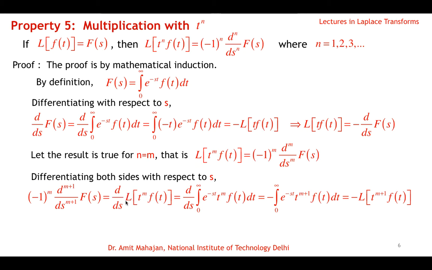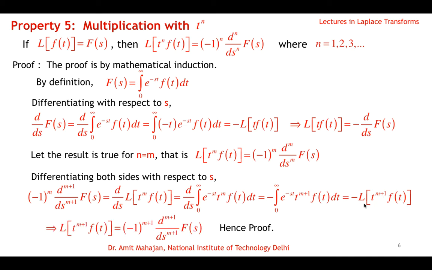And by definition the Laplace of any function is an integral, so we can write this in integral form, 0 to infinity e raised to minus st t power m f(t) dt. So again this derivative will be applied on the exponential, so it will give minus t e raised to power minus st, so the minus sign goes outside and t into t power m becomes t power m plus 1. And again by definition this is nothing but the Laplace of t power m plus 1 f(t).